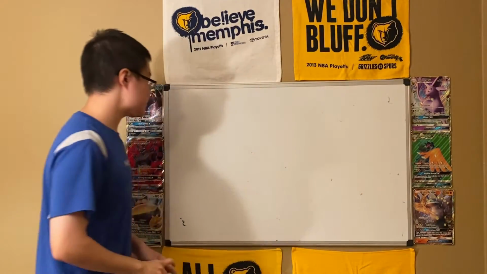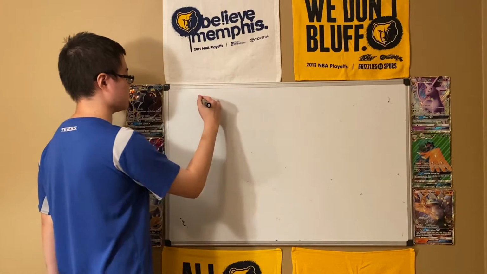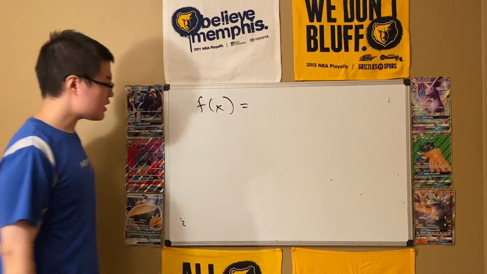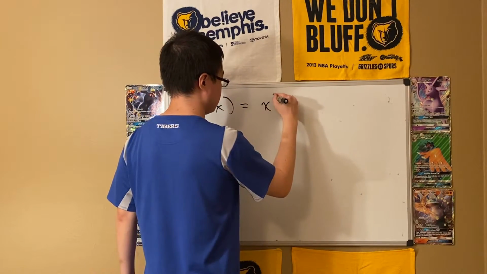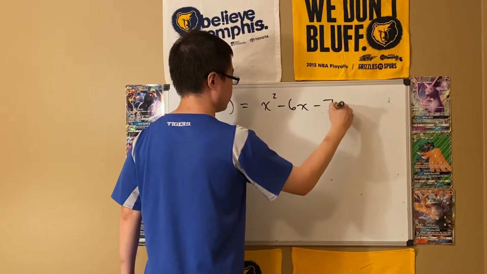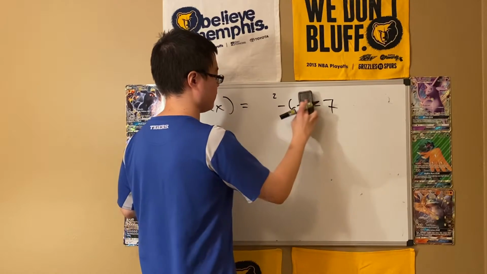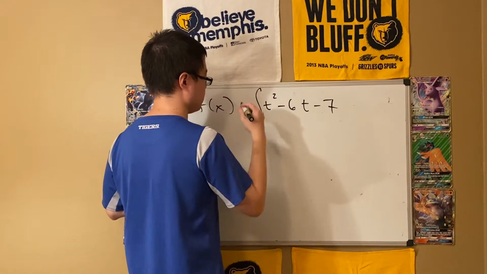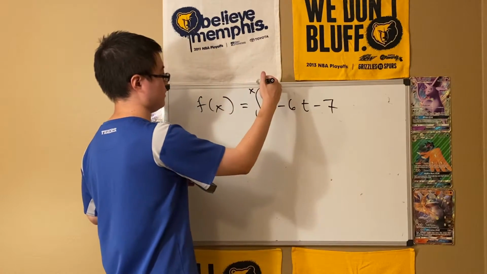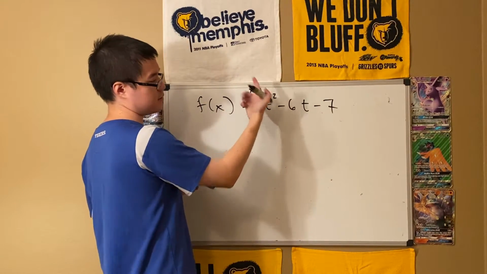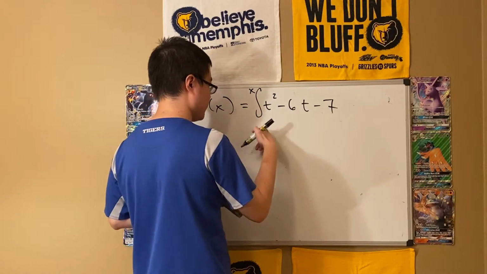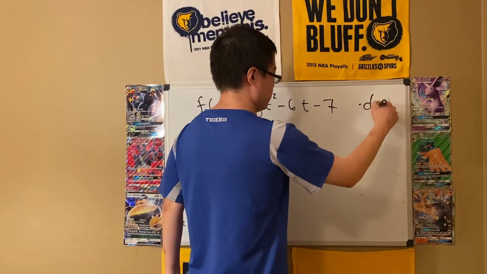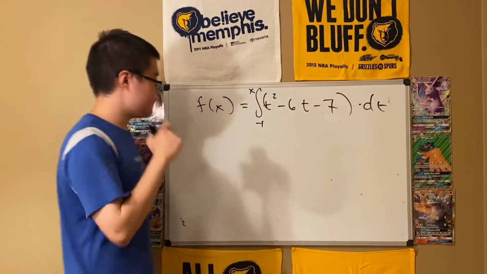Let's get going. So last question. Let's say we have this function here: x squared minus 6x minus 7. We're not going to have x, we're going to have t's instead because we're going to take this integral. We're going to put x on the top, since I can't put an x here, so hopefully that makes sense. The bottom number really doesn't matter. We'll put it in as -1. Always nice to have a dt. So this is my function.